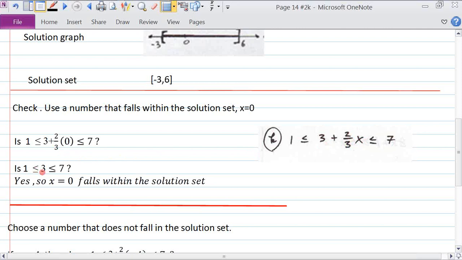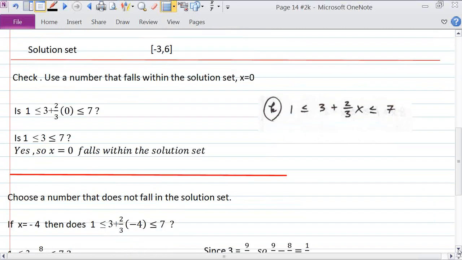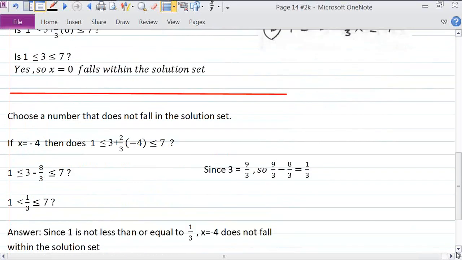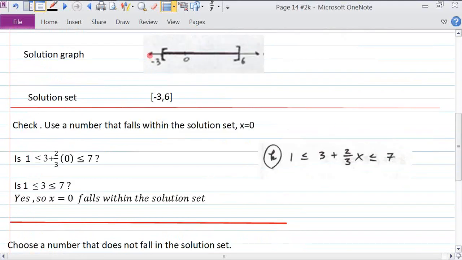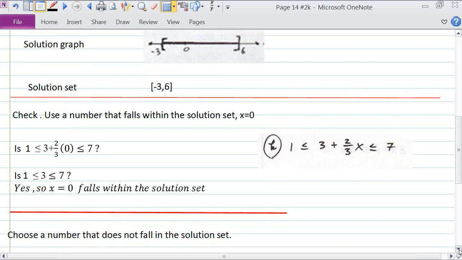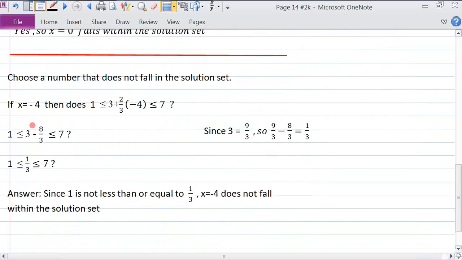Is 1 less than or equal to 3? And 3 less than or equal to 7? Yes. So choosing x equal to 0 gives us an answer that makes the equation correct. Let's choose a number that does not fall in the solution set. And the number we're going to choose is minus 4. Minus 4 would be right here. That would not fall within the solution set. So the equality should not hold when we put it in.